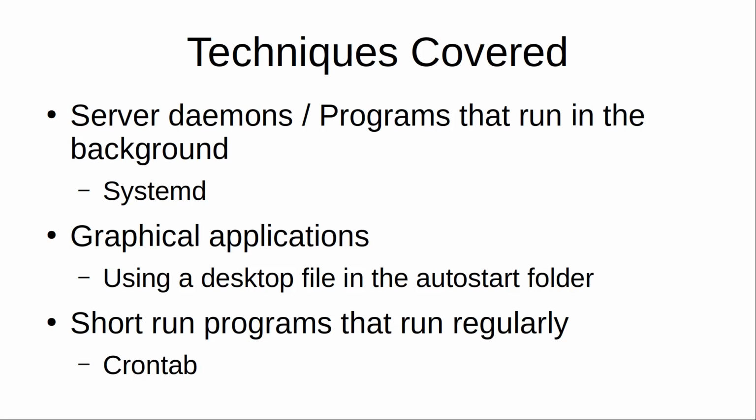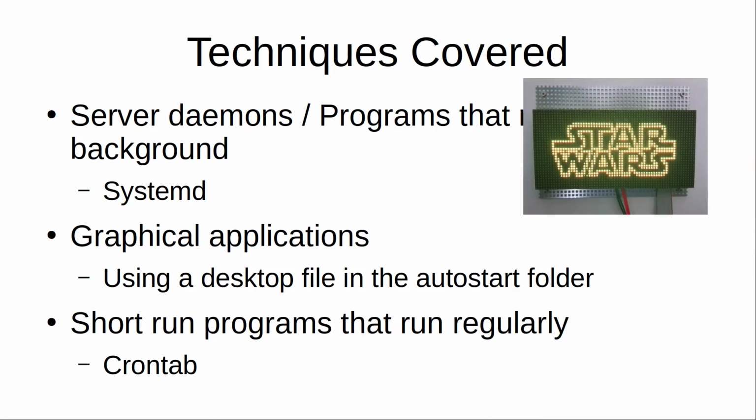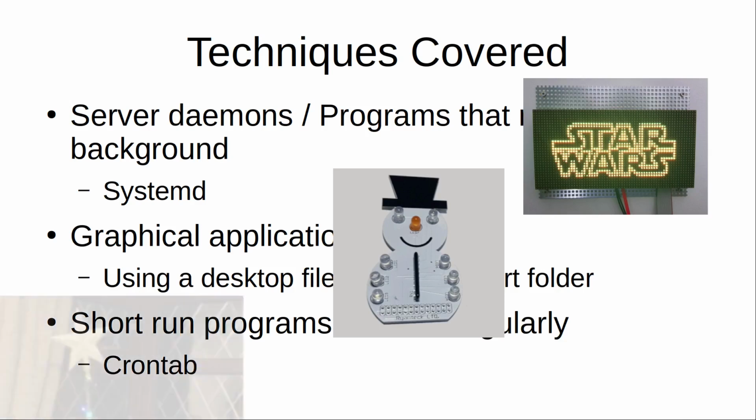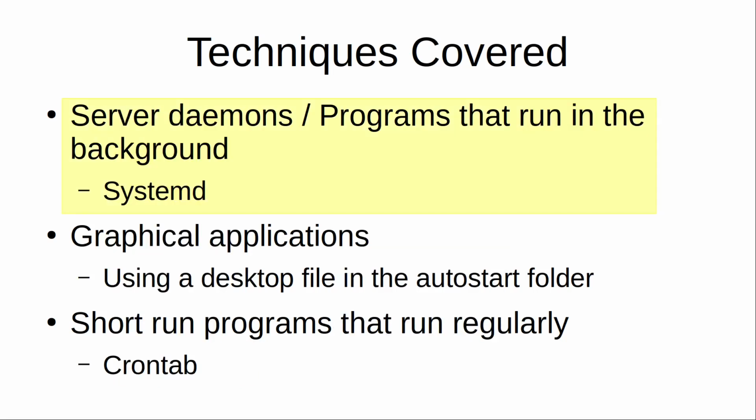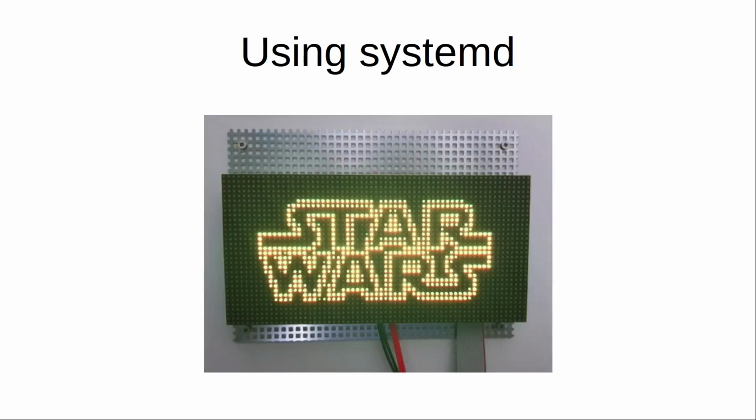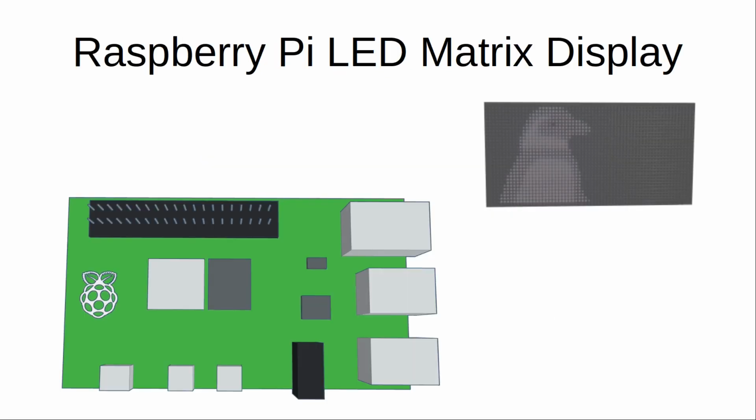To demonstrate these, I'll be using some example projects, including my LED matrix display program, a snowman badge, and Christmas tree light automation. I'm going to start with the server code. I'll use my RGB matrix display as an example for this. This is an RGB matrix screen which is mounted outside my house. The finished version has a Raspberry Pi fully enclosed inside a picture frame, so it's not possible to connect a screen and keyboard without unmounting the whole setup.